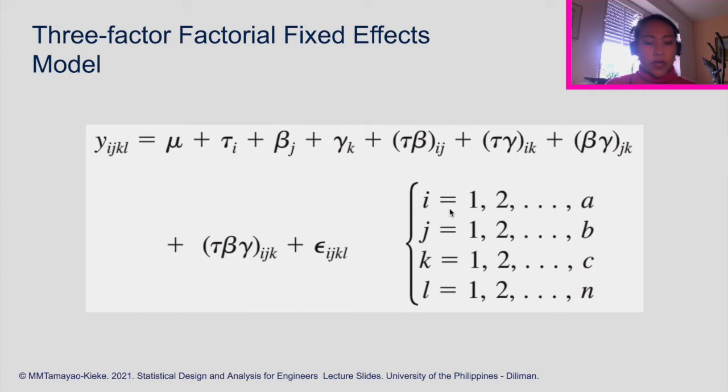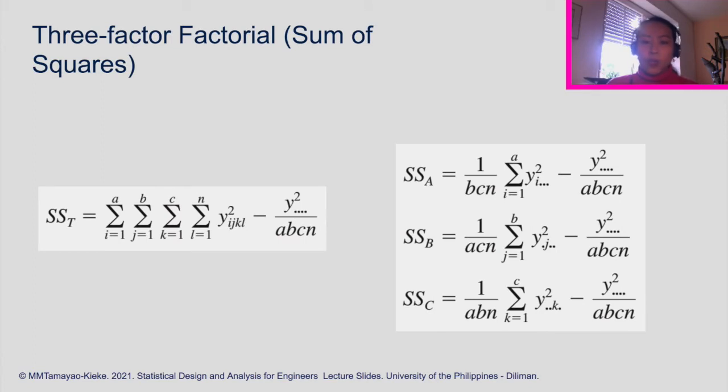So as you can see here, as suggested by the indices, you have a levels, b levels, and c levels for factors A, B, and C respectively, and you have n replicates. Now, the total sum of squares is computed using this equation. Here, it looks very familiar to you by now, while that of the main effects are computed as such.